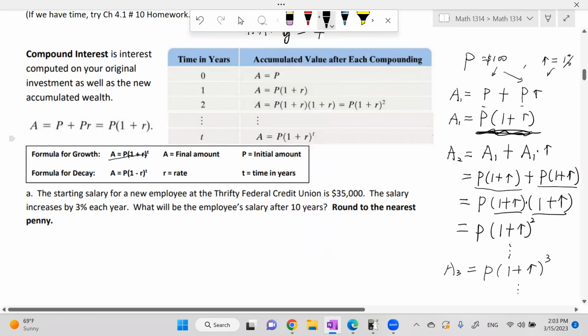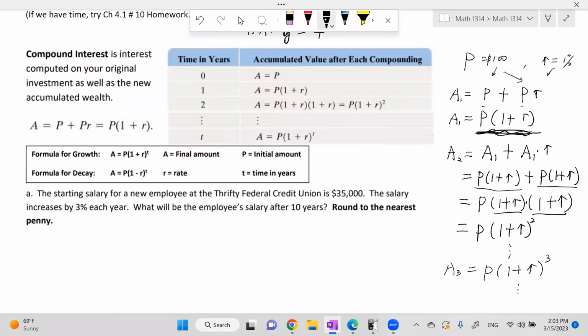And how about the formula for decay? Because you're not always getting money. Sometimes you lose your money. For example, you buy your car from a dealership, and every year you lose money because the value will decrease. So we are using this formula: A equals P times 1 minus R to the T's power. A is the final amount, P is the initial amount, R is the rate, T is time in years. Be careful, T is time in years.